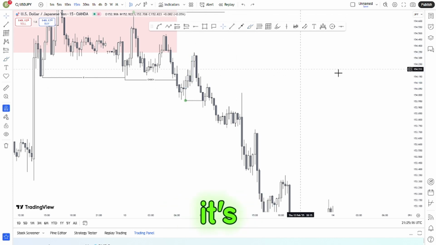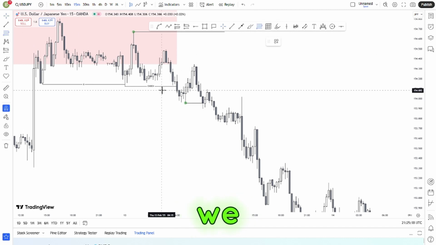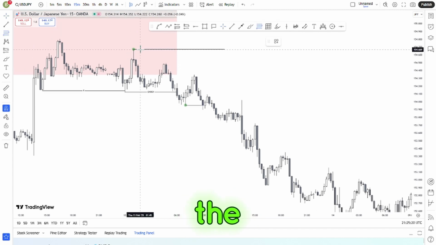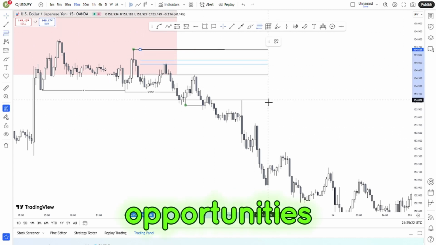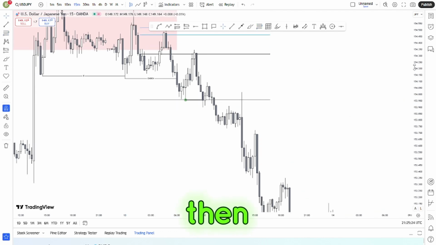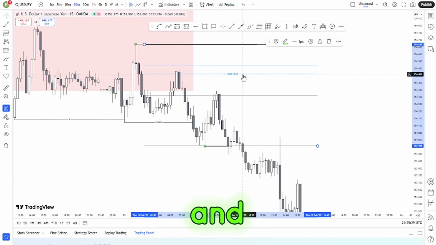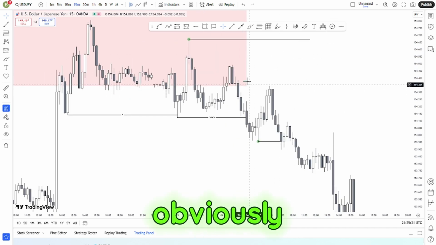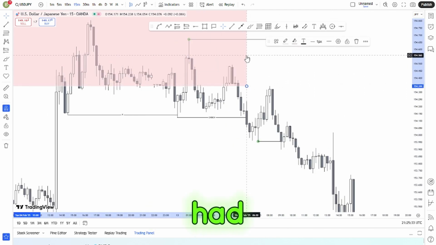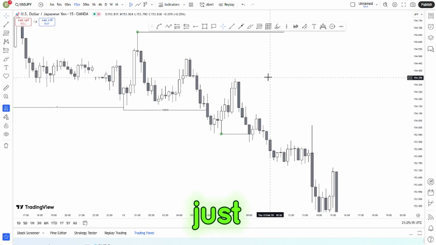So that is why it's a confirmed pullback, and then we can just use your fib tool from the high, just because you're looking for selling opportunities, to the low, just like that. Then as you can see, the market went straight into the 50% mark, and at that 50% mark, you can obviously see that we had a fair value gap, guys. Now, let me just remove that.